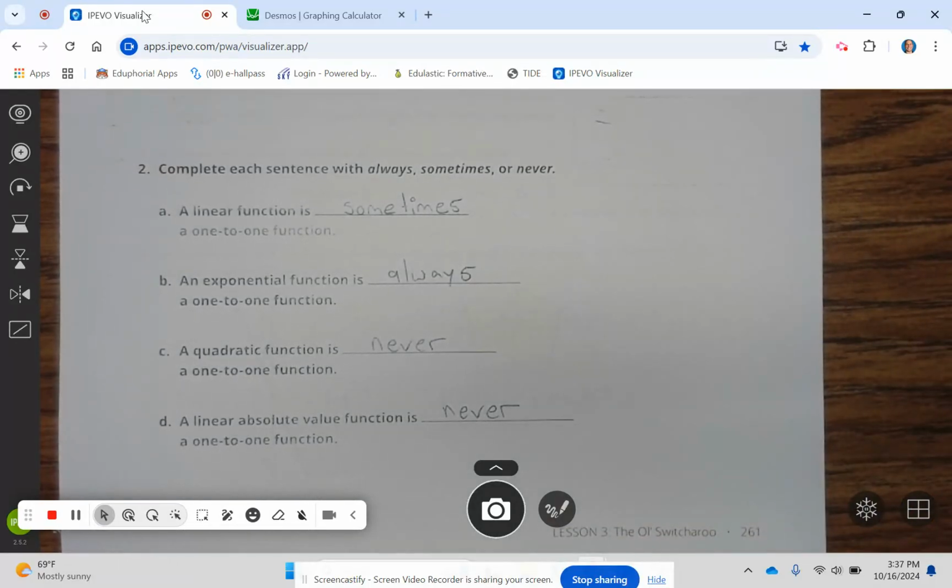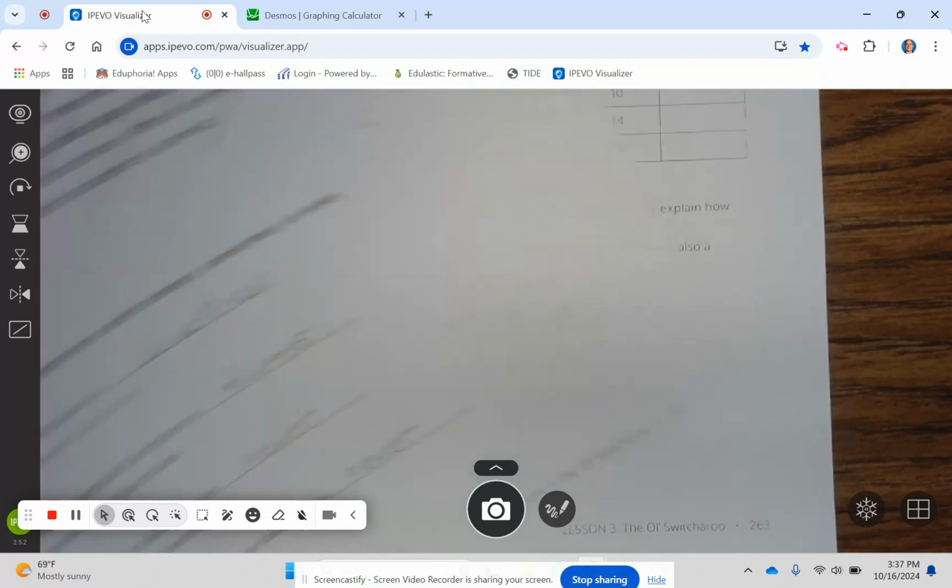2. Complete each sentence with always, sometimes, or never. A linear function is sometimes a one-to-one function. An exponential function is always a one-to-one function. A quadratic function is never a one-to-one function. A linear absolute value function is never a one-to-one function. All right. Let's take a look at the next page.